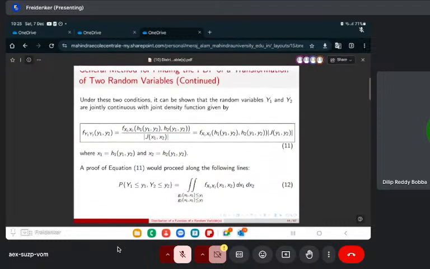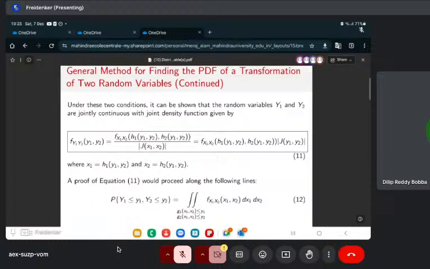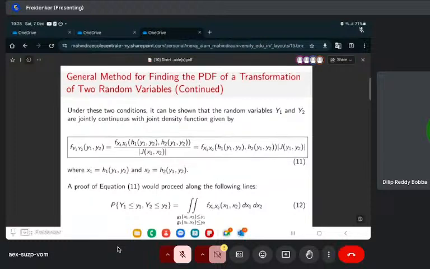So, okay, fine. We found some PDF, right? What kind of a PDF is this? This is a joint random variable PDF. Like you have two variables. It's not one variable. So it's a joint PDF. Joint density function. Yes. So joint density function. Fine.